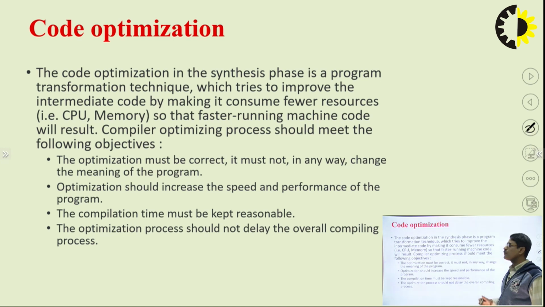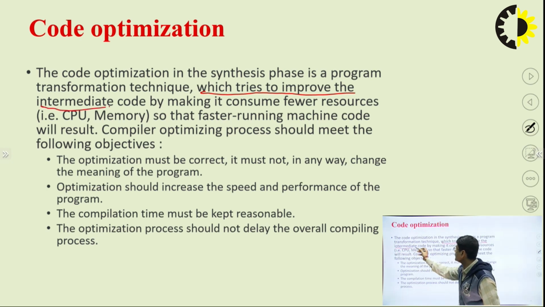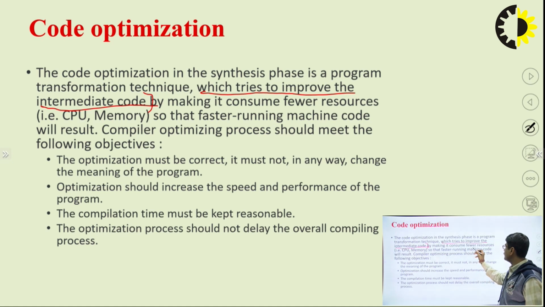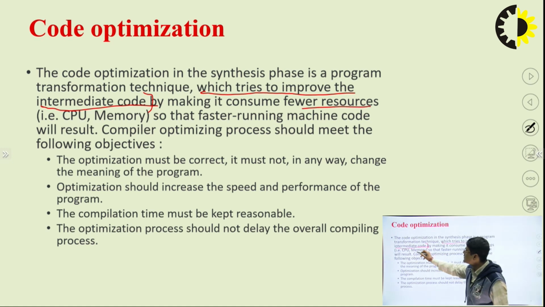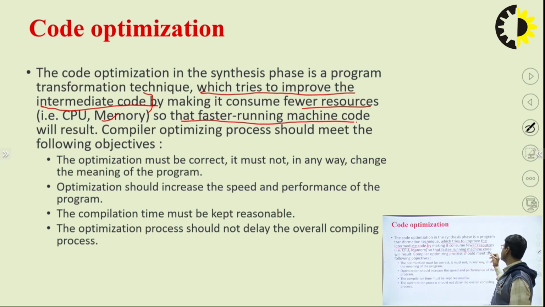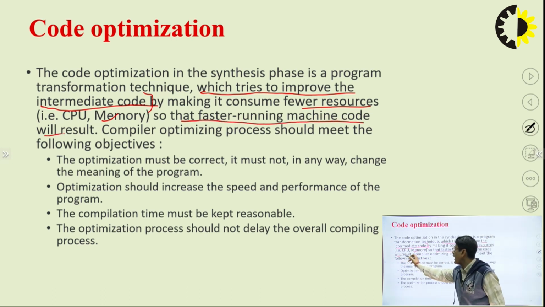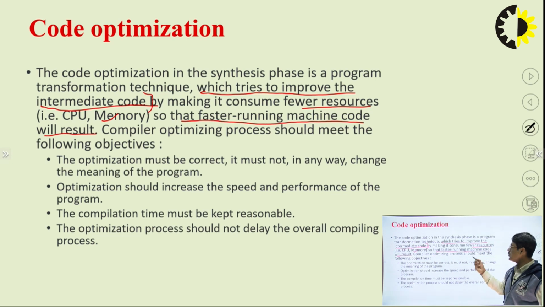So what is the purpose of code optimization? It tries to improve the intermediate code, which is the previous input, by making it consume fewer resources. So fewer resources are required, so that faster running machine code will result, and the output code will be faster than the previous code.